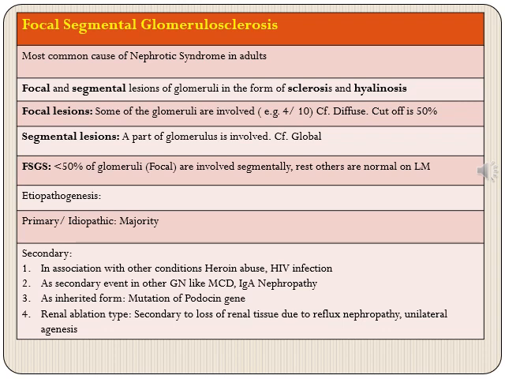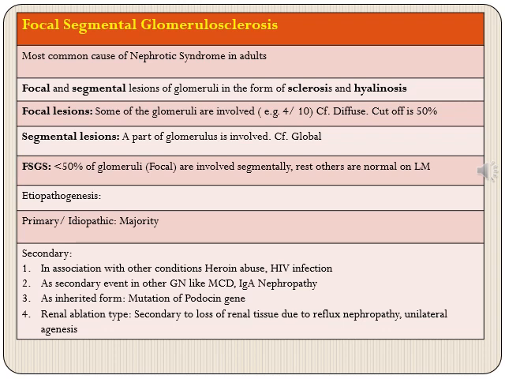So repeating it once again, focal lesions, some of the glomeruli will be involved. For example, if we are seeing 10 glomeruli in a biopsy, out of them 4 will be involved, and it needs to be differentiated from diffuse glomerulosclerosis. The cutoff for focal and diffuse is 50%. If we are seeing 10 glomeruli, if less than 50% are involved, then it becomes focal lesion. If more than 50% are involved, then it becomes diffuse lesion.